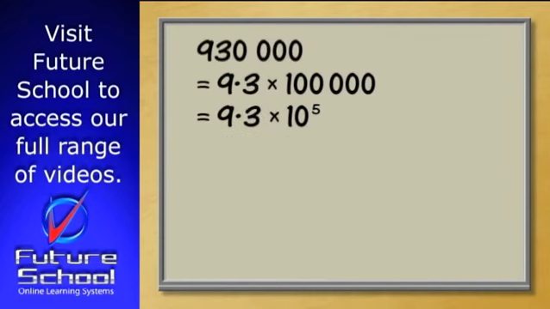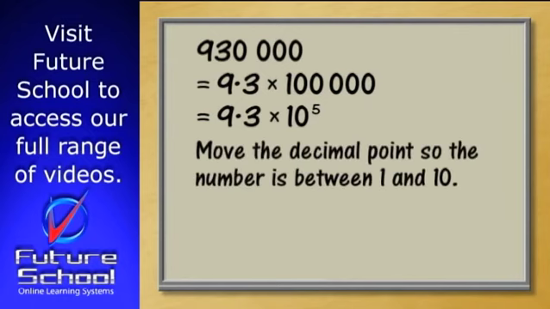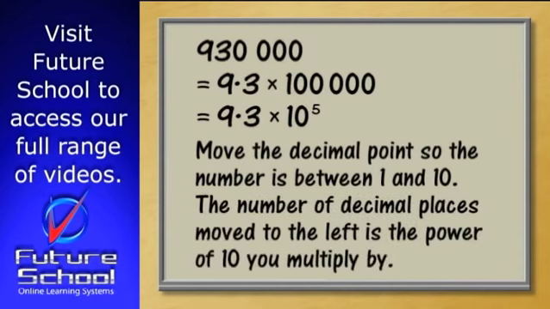So our 2 steps for writing a number in scientific notation are: move the decimal point so the number is between 1 and 10. The number of decimal places that are moved to the left is the power of 10 that you multiply by.